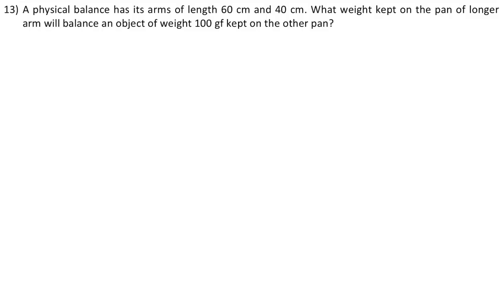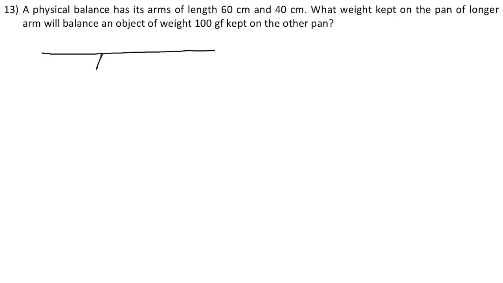Numerical number 13. A physical balance has its arms of length 60 cm and 40 cm. What weight kept on the pan of the longer arm will balance an object of weight 100 gram force kept on the other pan? So a physical balance has different arm lengths.